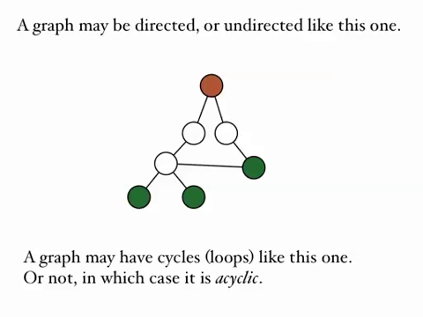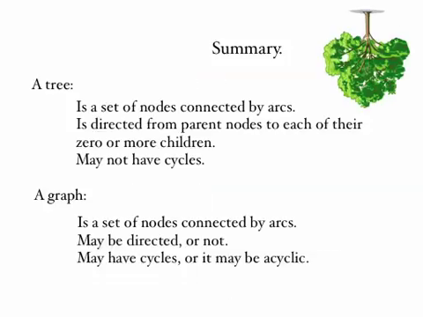Now a graph can be directed, as we just saw, or it can also be undirected, like the one in this picture. And if we look at this one, we can see that there's a clear loop running from the root node down its left branch and then cutting across the new arc to the leaf node on the right and back up to the root. If we have a loop like this, it's called a cyclic graph. A graph can also be acyclic, that is, it has no cycles. And that's really all there is to the terminology of trees and graphs for now.